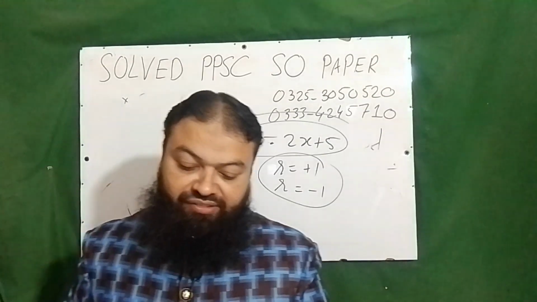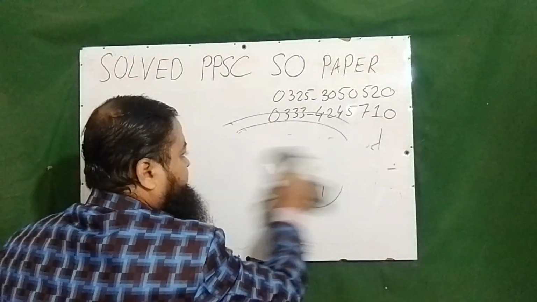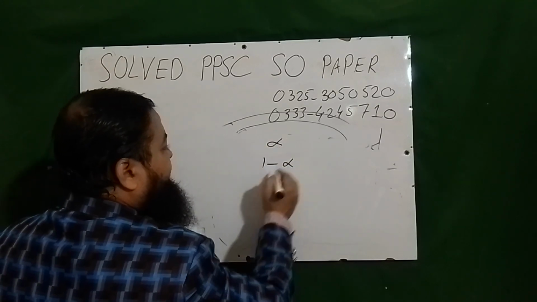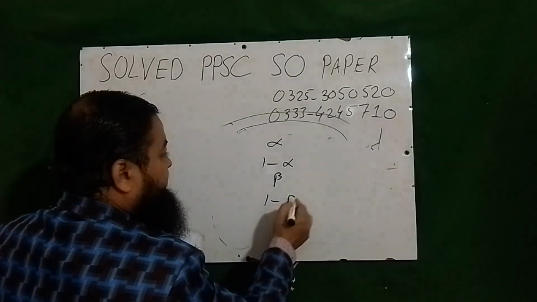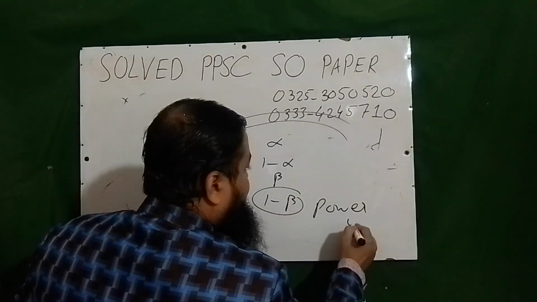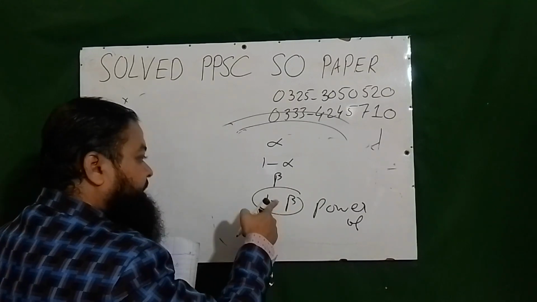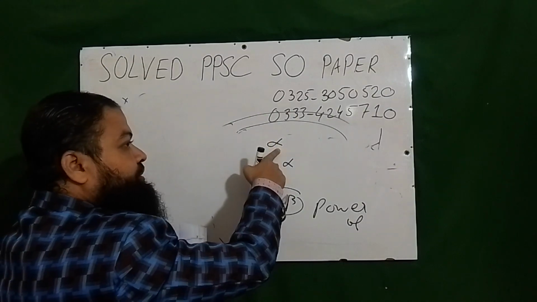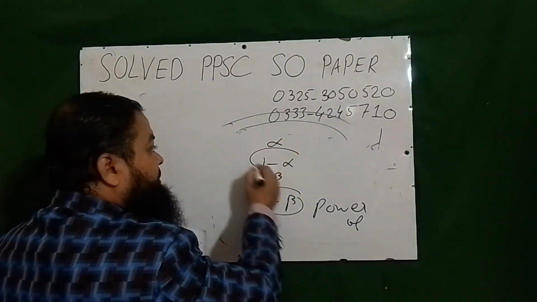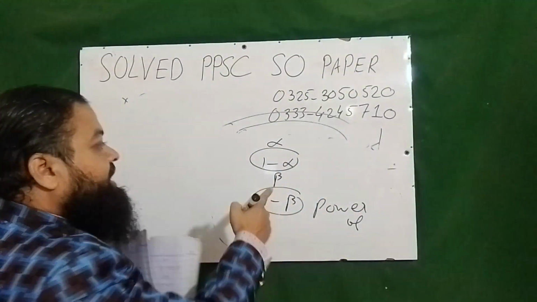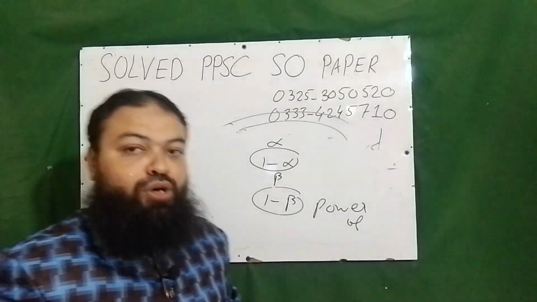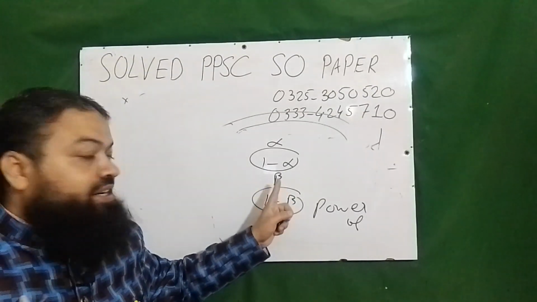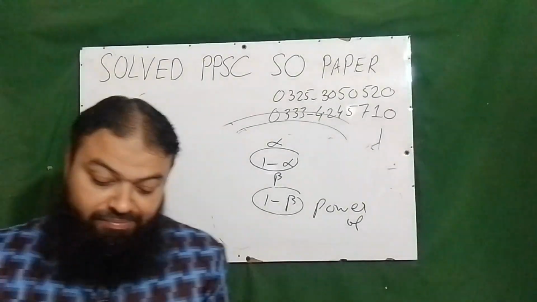Next is power of the test. We know actually there are 4 concepts: alpha, 1 minus alpha, beta, 1 minus beta, and this is power of the test, 1 minus beta. It is the probability of rejecting H naught when H naught is actually false. Alpha is the probability of rejecting H naught when H naught is true. 1 minus alpha is the probability of accepting H naught when H naught is true. Beta is the probability of accepting H naught when it is false. These 4 are very, very important concepts.